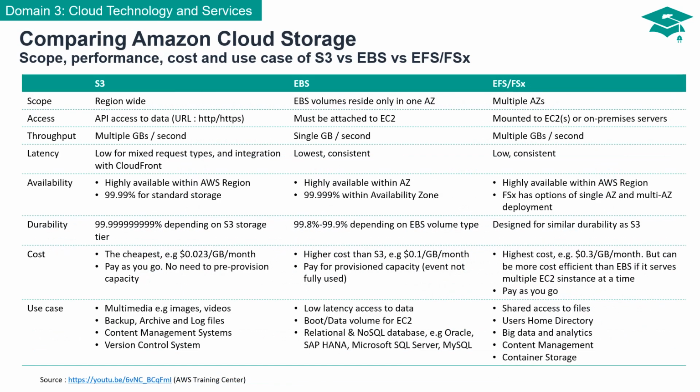This slide is your guide to comprehending the nuances in scope, access, throughput, availability, durability, cost, and use cases among Amazon S3, Amazon EBS, and Amazon EFS/FSX. Feel free to pause the video at any point to dive deeper into these significant distinctions. Understanding these differences is key to making informed choices in the AWS cloud.